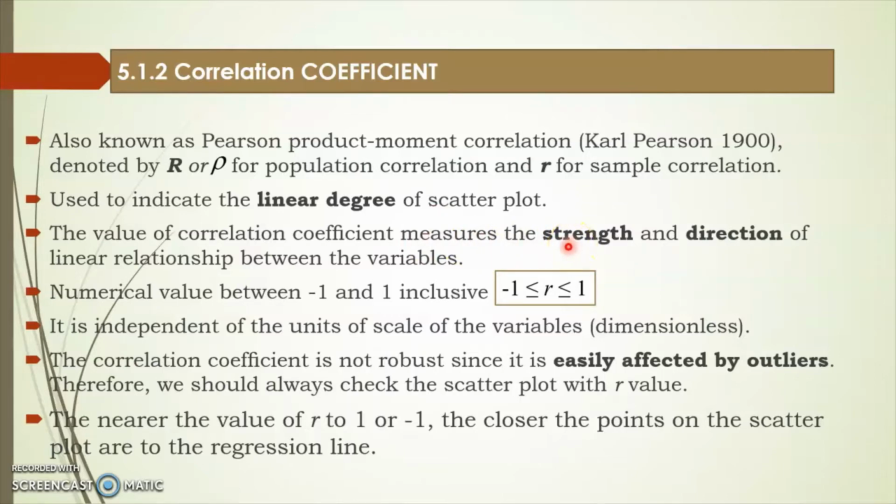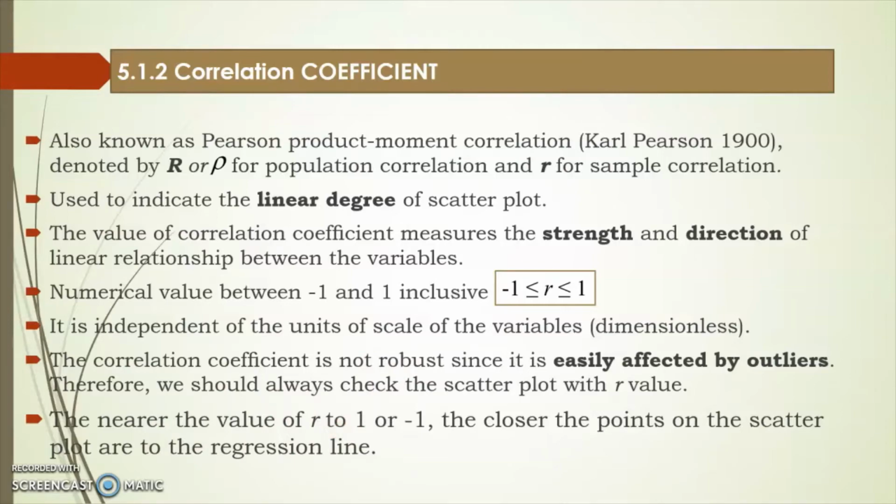Okay, and its value ranges between -1 to 1. So R will never be bigger than 1. It also should never be smaller than -1. The nearer the value of R to 1 or -1, it means your linear relationship is stronger.